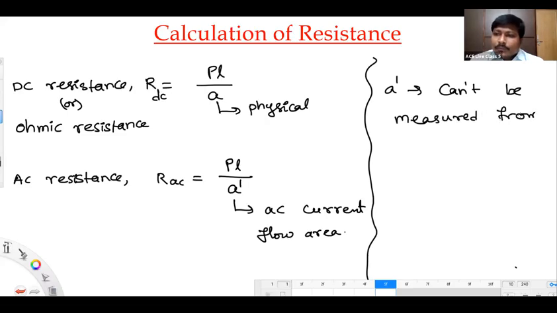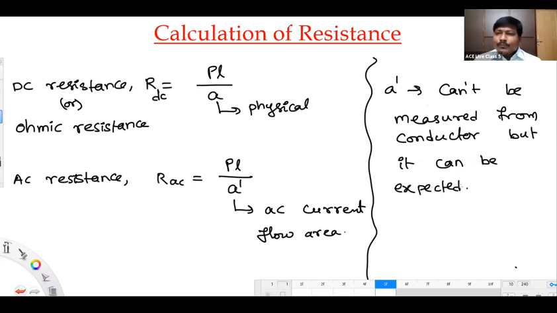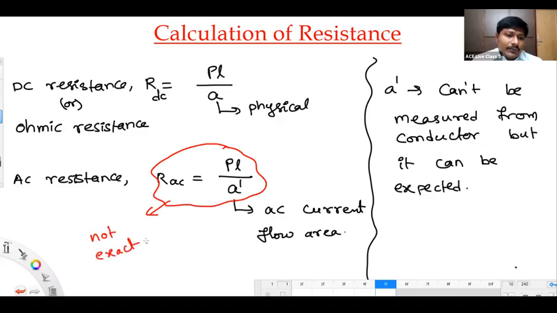Measured from conductor. But it can be expected or estimated also, you can say. It can be expected. So in that view, I can say whatever the RAC we are calculating from this formula rho L by A dash is not an exact calculation of resistance.